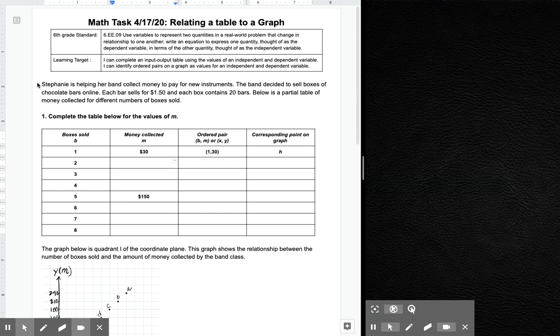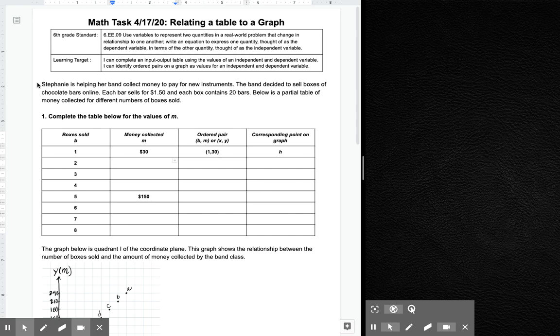So, Stephanie is helping her band collect money to pay for new instruments. The band decided to sell boxes of chocolate bars online. Each bar sells for $1.50 and each box contains 20 bars. Below is a partial table of money collected for different numbers of boxes sold.